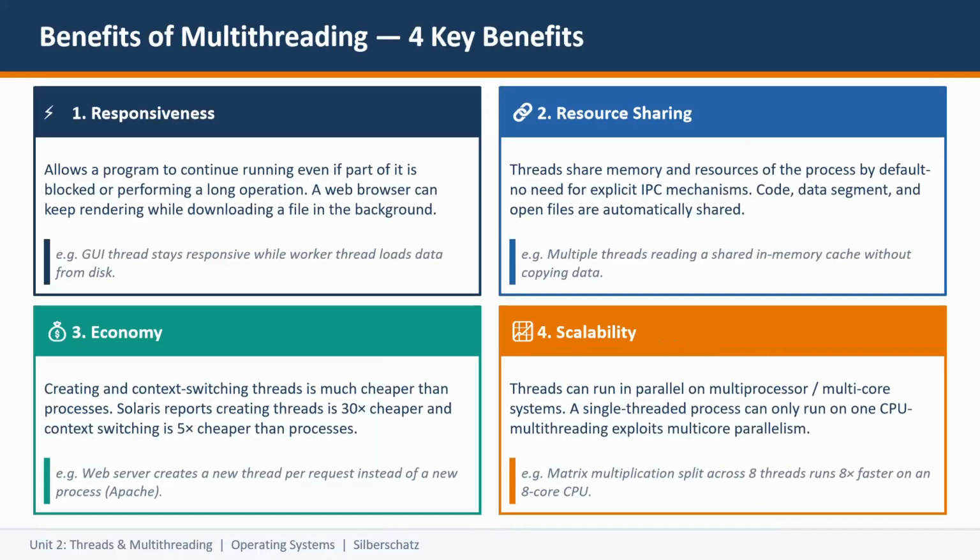The next is the benefits of multi-threading. Why do we use multi-threading? Four main reasons. One is responsiveness. The application keeps running even if one part is busy. Next is resource sharing. Threads share memory, so no extra overhead. Next is economy. Creating a thread is much cheaper than creating a new process. Finally, scalability. This means on a multi-core system threads run truly in parallel, boosting performance. These are the benefits of multi-threading.